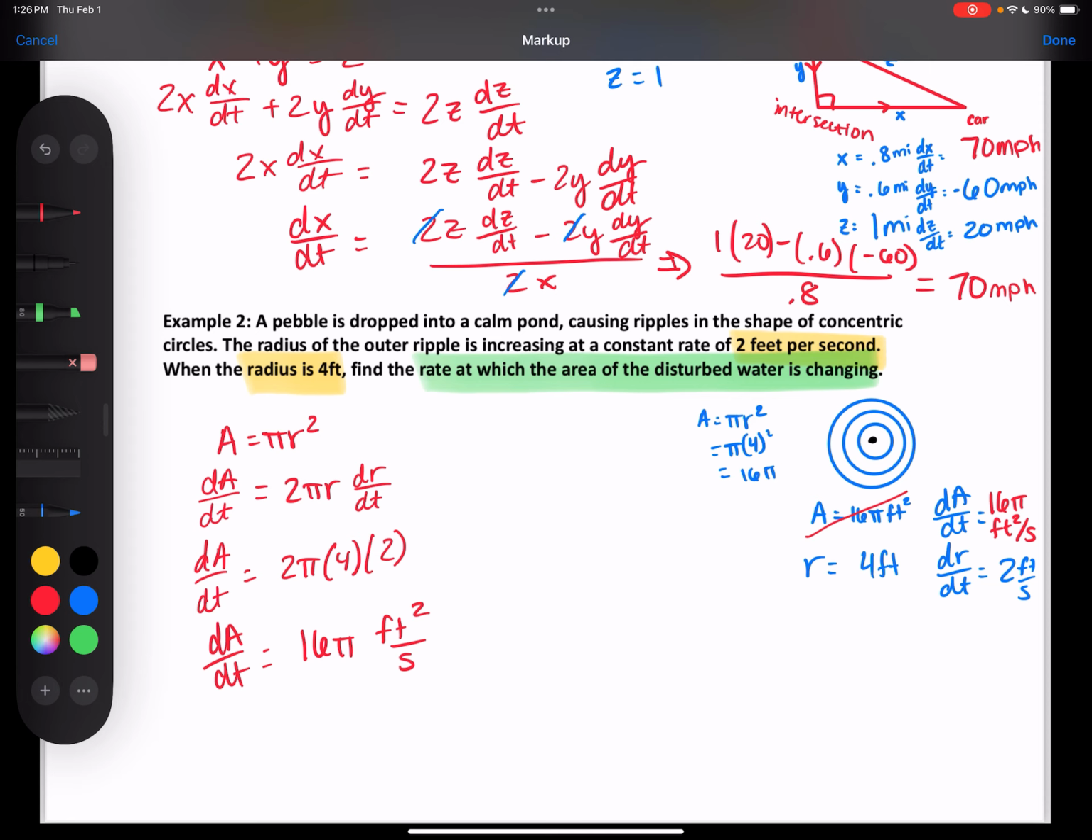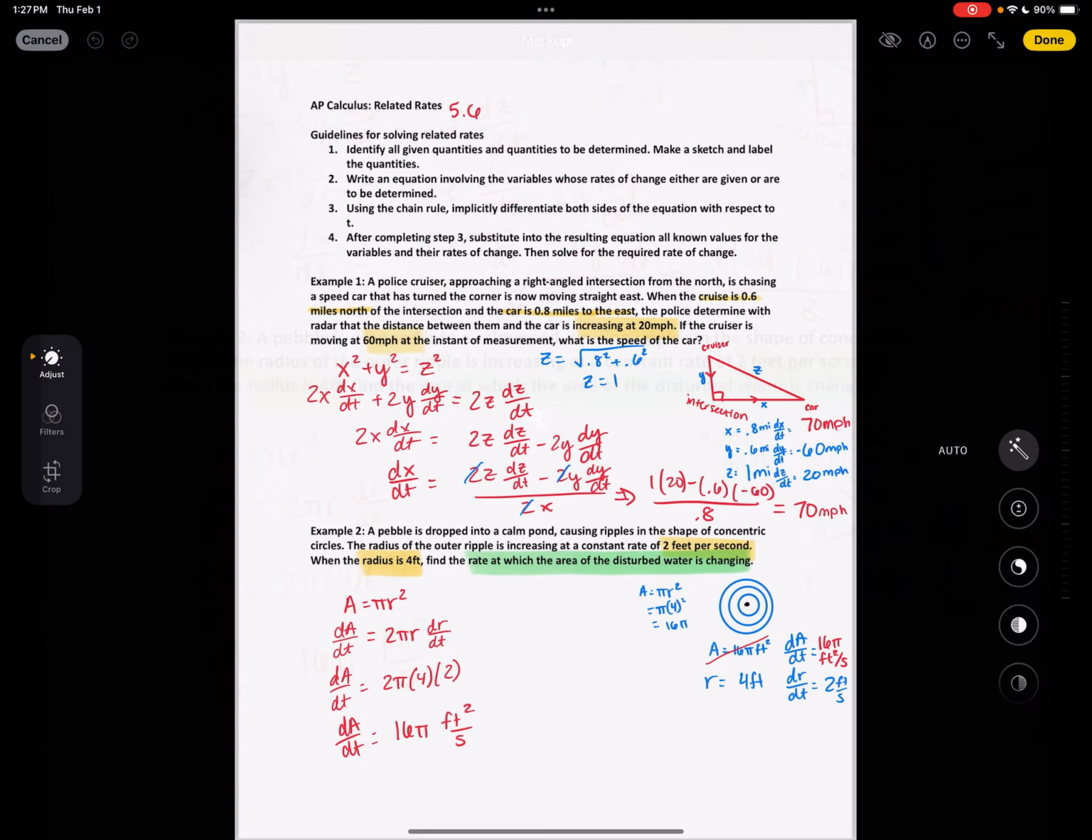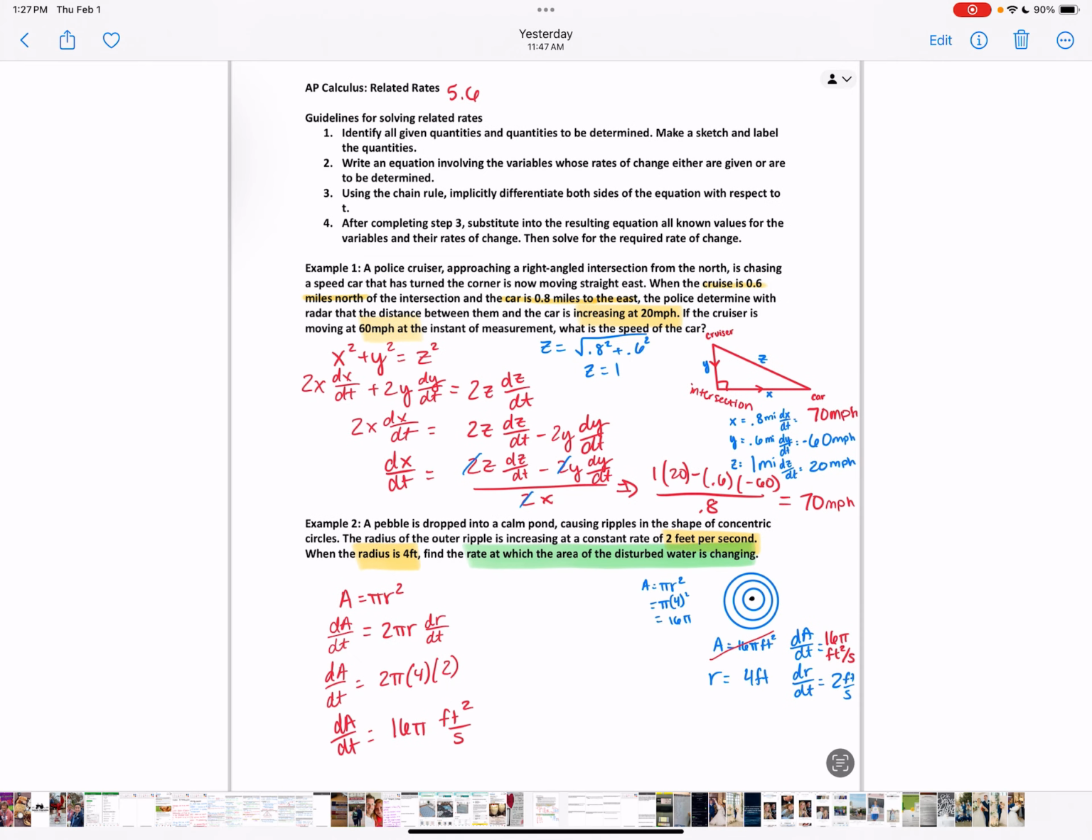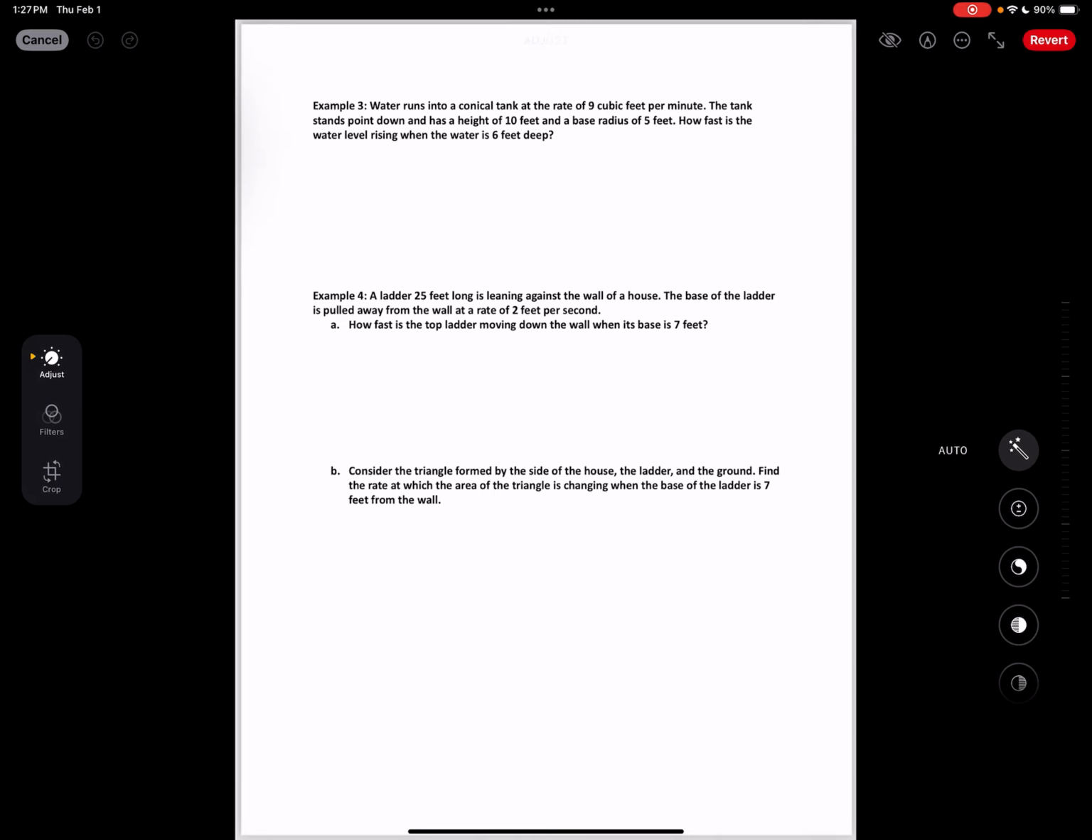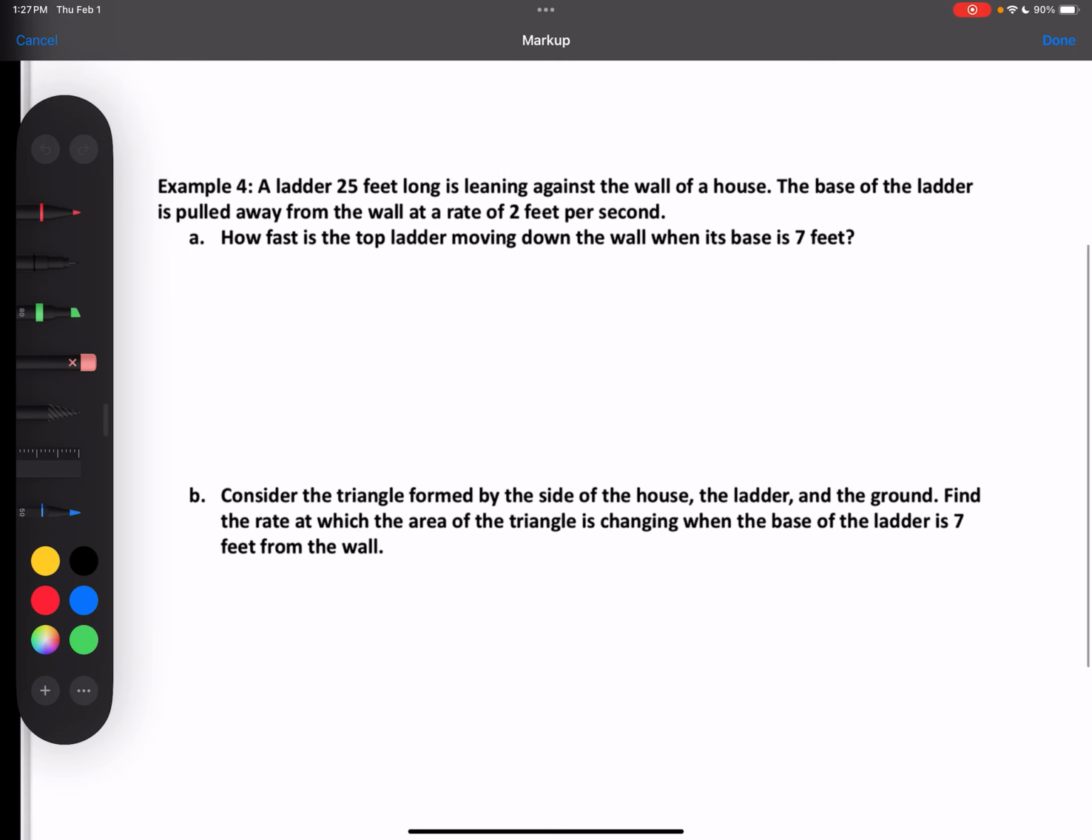Is that like a cone? Yes, like a funnel. Basically, it's going to involve similar triangles because of that, and that's why I don't want to do it yet, because that's stuff you're probably not familiar with. Okay, so we're going to jump to number 4.